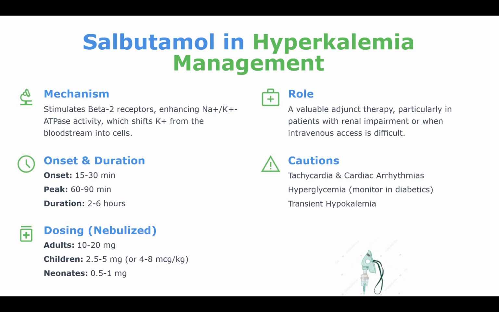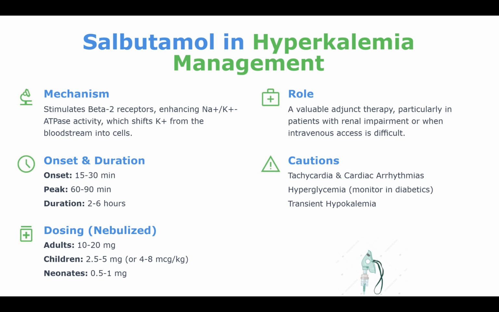An important off-label but evidence-supported use of salbutamol is its role in managing hyperkalemia, especially relevant in family medicine for CKD patients. Hyperkalemia can cause life-threatening arrhythmias, and salbutamol provides rapid redistribution therapy. Its mechanism leverages the same beta-2 pathway.